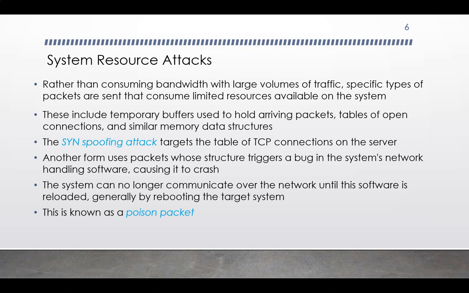Another form of a system resource attack uses packets whose structure triggers a bug in the system's network handling software. The result is the system crashes. As a result, the system can no longer communicate over the network until this software is reloaded. This is achieved generally by rebooting the target system. Such packets are referred to as poison packets.